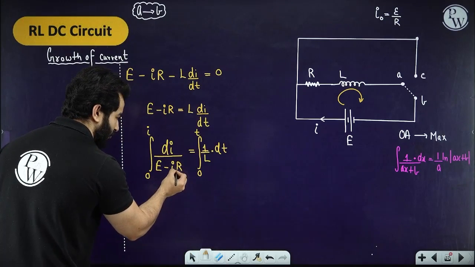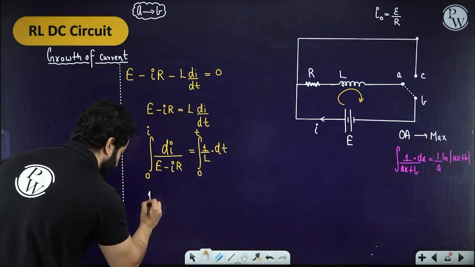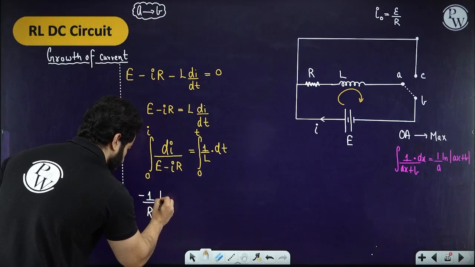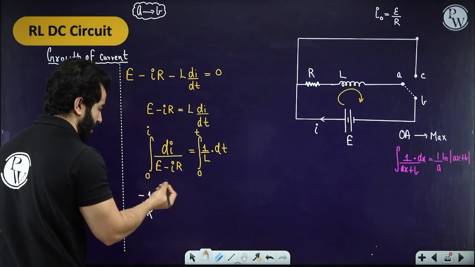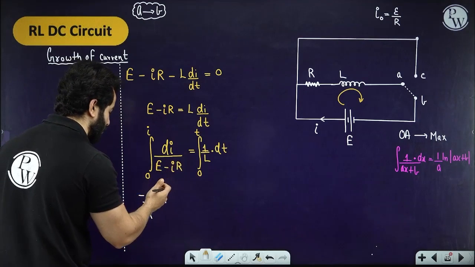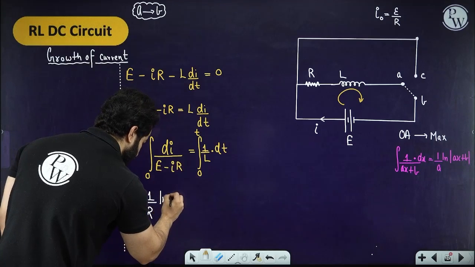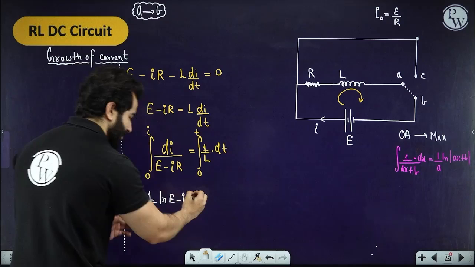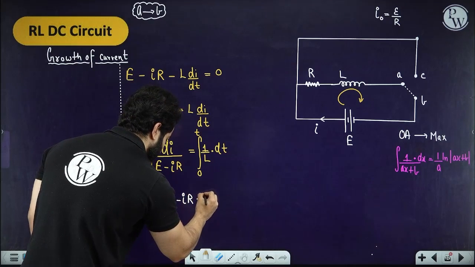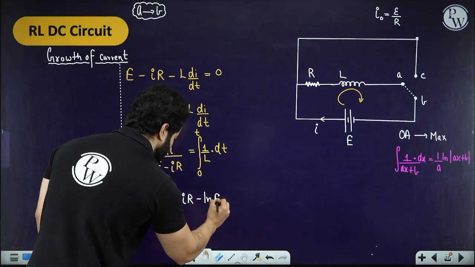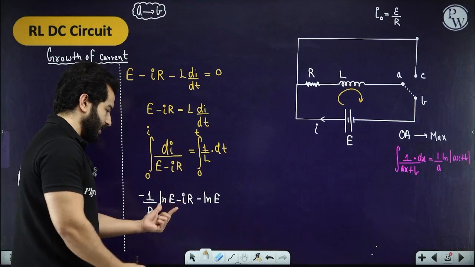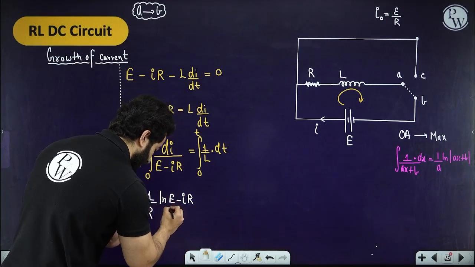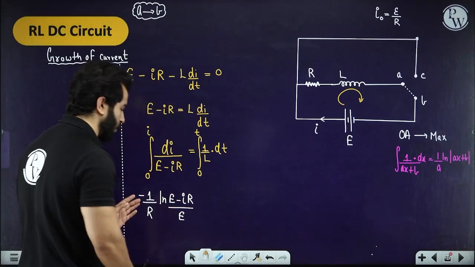So I'll get minus 1 upon R into the natural log, and then you can write mod, but still if you don't want to write it, no worries. So you'll write E minus IR, and then minus the lower limit. So minus natural log E, where instead of I I have substituted 0, and now again I'll rewrite it something like this, divided by E. Hopefully you have got it.